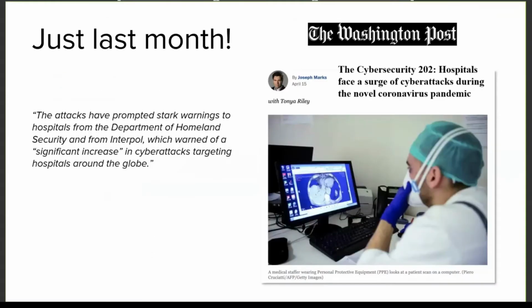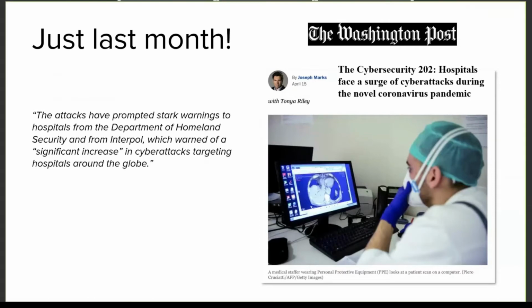And just last month, we saw an article in the Washington Post where the Department of Homeland Security and Interpol are both warning of increased attacks against hospitals around the globe. Unfortunately, what we continue to see, and we've seen this since the dawn of cyber attacks, is that attackers go after targets that are down or in a bad situation.